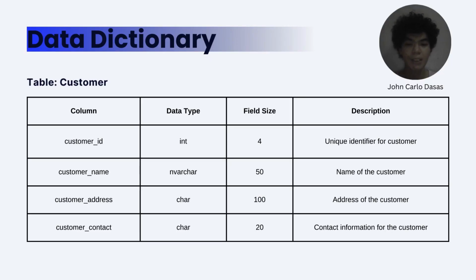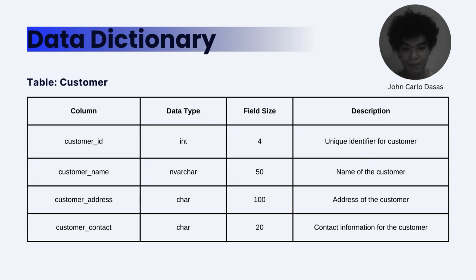Data dictionary, table customer. As we can see, there are columns for data type, field size, and description. For customer ID, the data type is integer. The field size is 4. The description is unique identifier for customer.